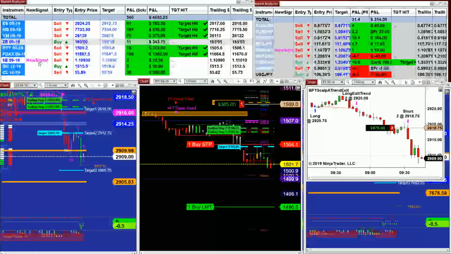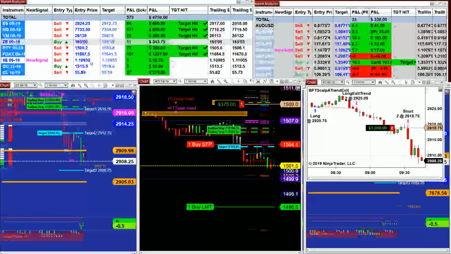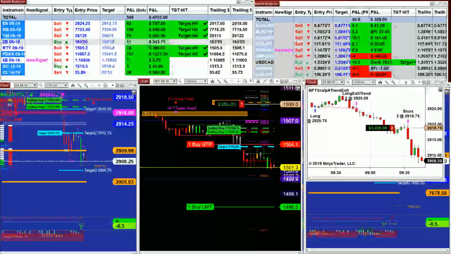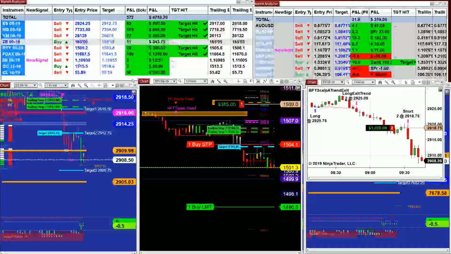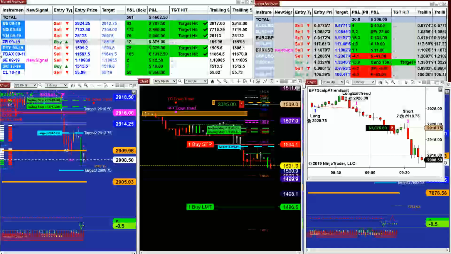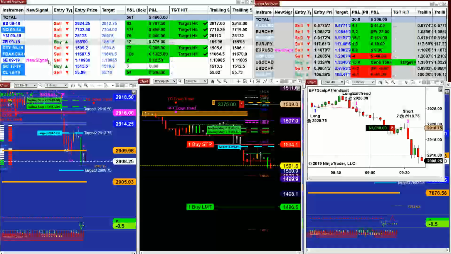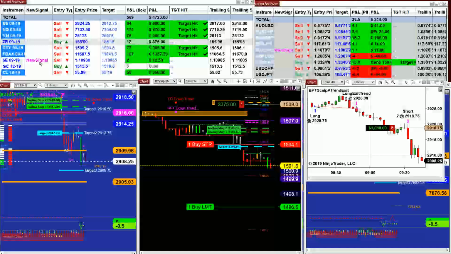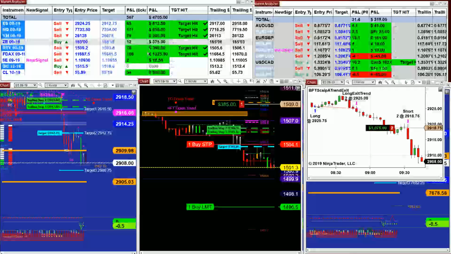There is a 6E futures trade: sell at 109.30, target 108.55. I don't know if there's anyone interested in the euro dollar future or euro dollar forex. They all have the same signal, plus or minus. So this is the new signal. It gives you the entry, target, and how many ticks you are into that trade.